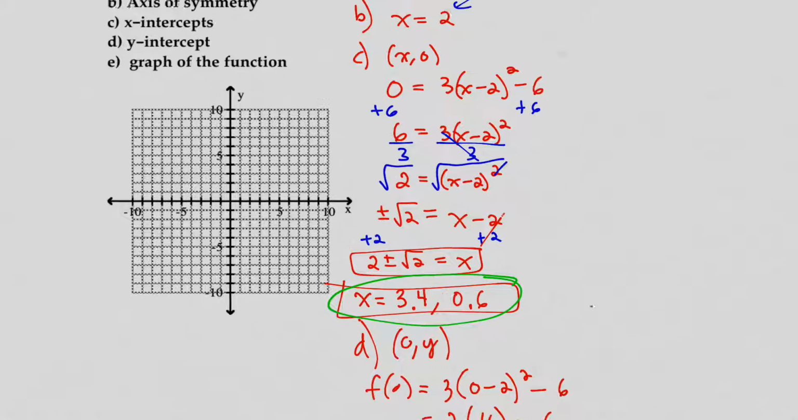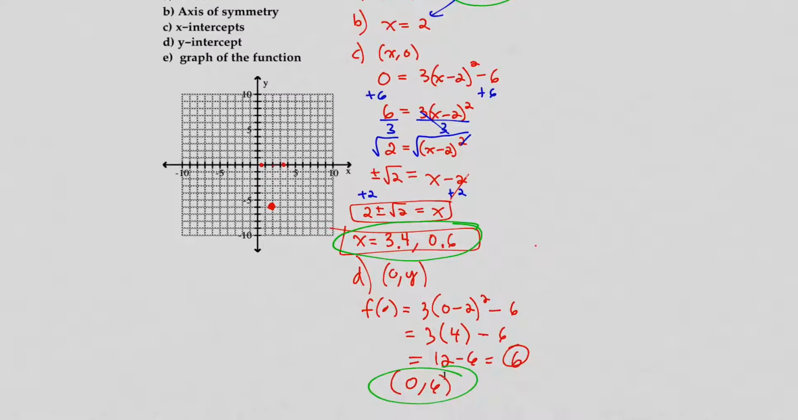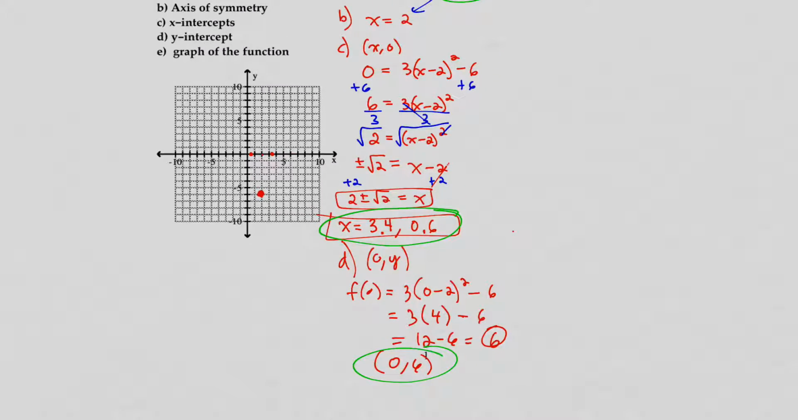So 2, negative 6 will be about right there. Then 0.6 will be around right here. 3.4 will be about right there. And then the y-intercept is 6, so that'll be right there.